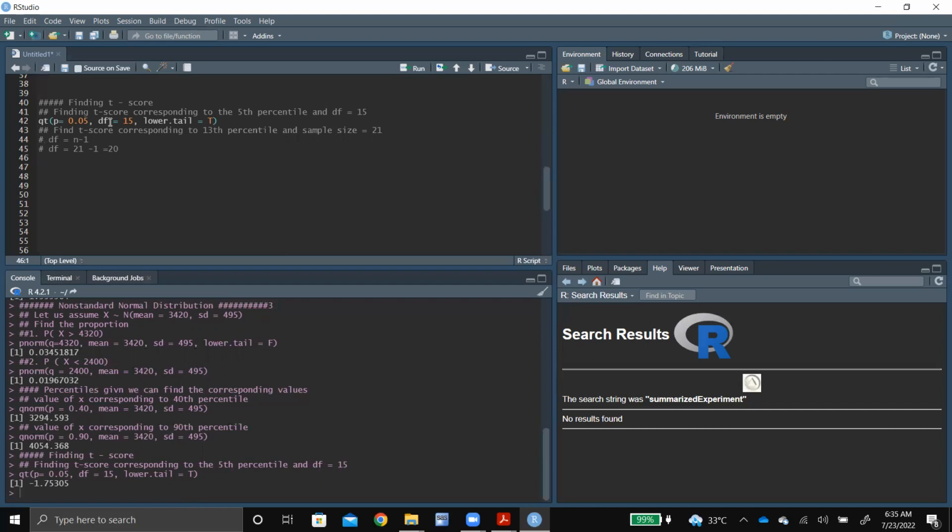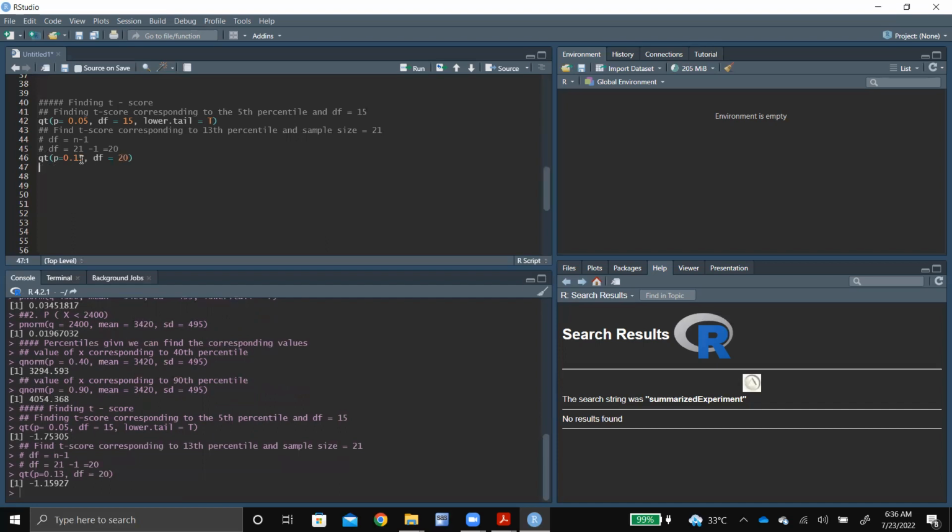So once we know the degrees of freedom is equal to 20, now we can enter that in the code. So again, we have qt. The value of p over here is 0.13 because we are looking for the 13th percentile. Now degrees of freedom over here is 20. This is always the sample size minus 1. So sample size is 21, so the degrees of freedom is 20. So this gives us the value corresponding to the 13th percentile.